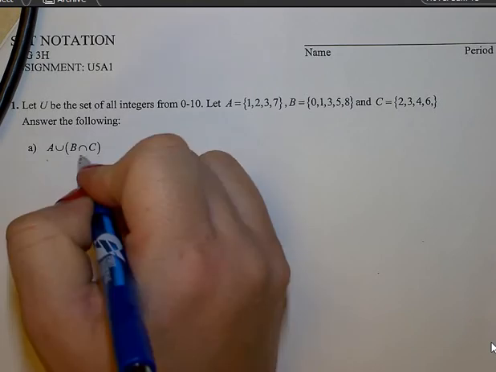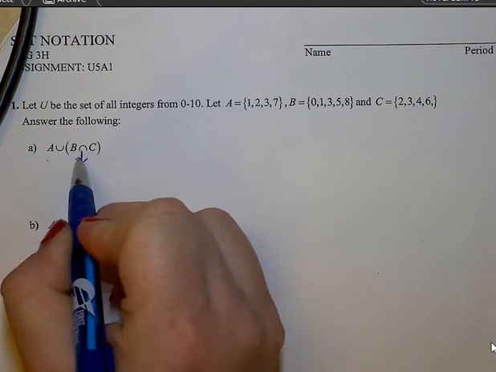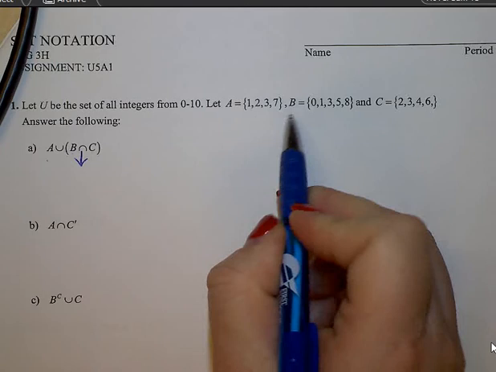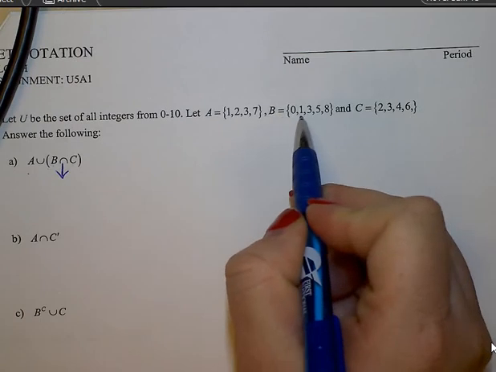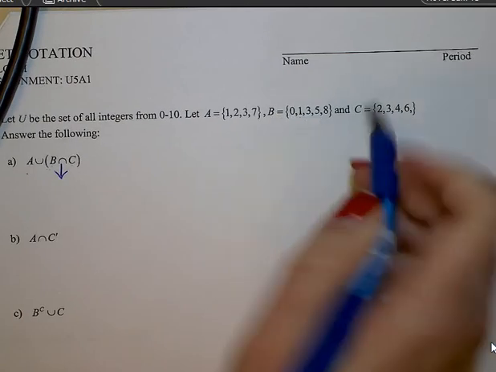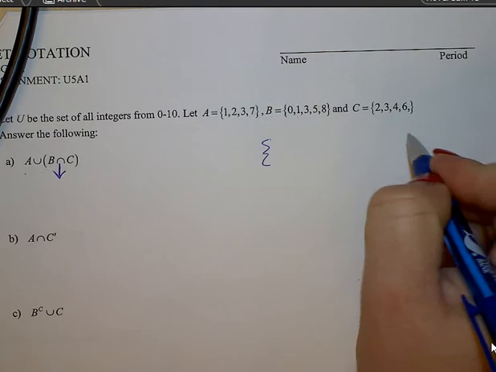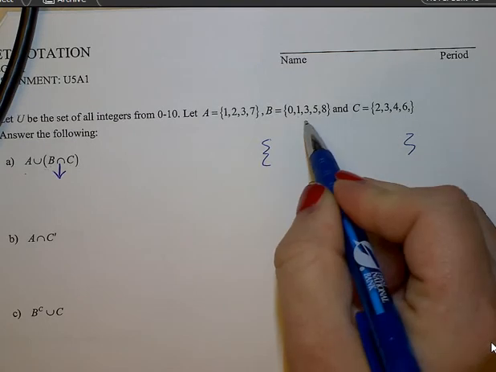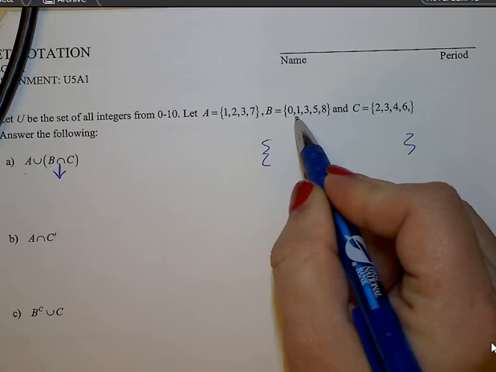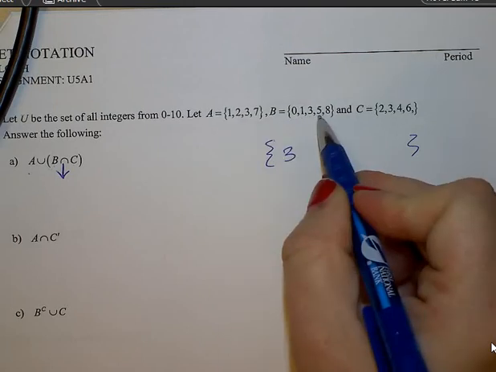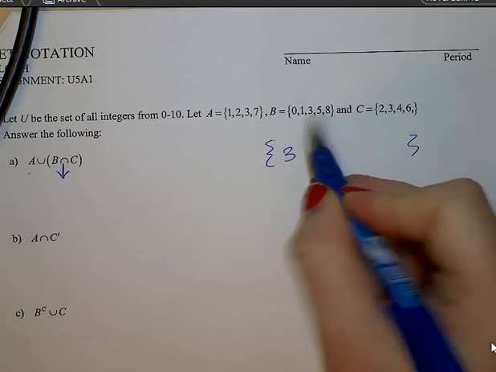So I'm going to start with this part first. What is B intersect C? So I look up above. That means exactly what do they have in common. So what does B and C have in common? B and C has the following in common. Not a 0, not a 1. They both have a 3. They don't have a 5. They don't have 8. So they have one thing in common.